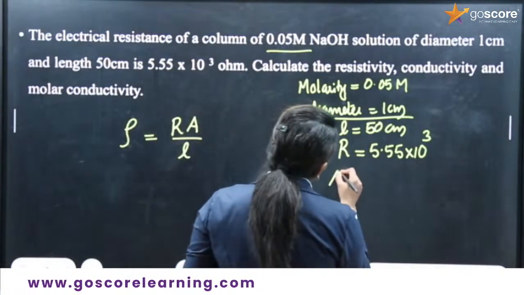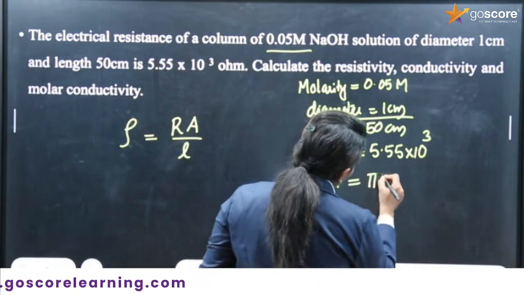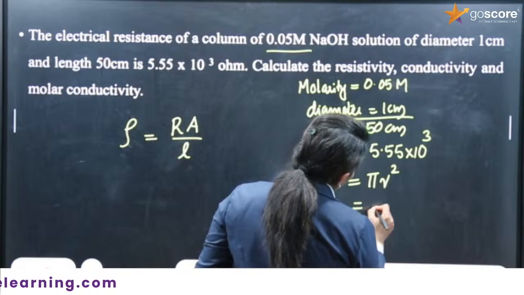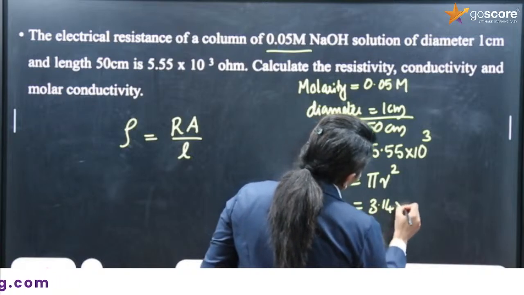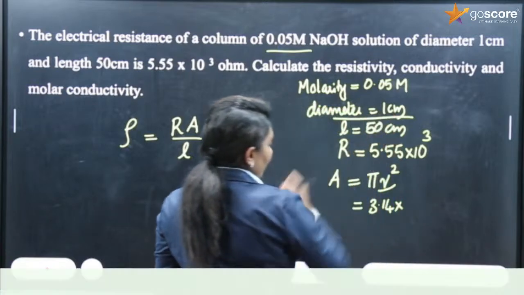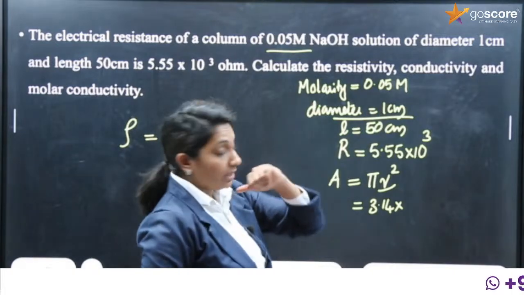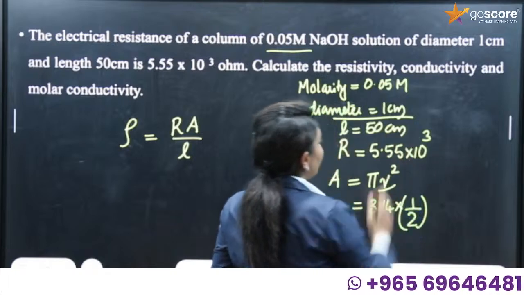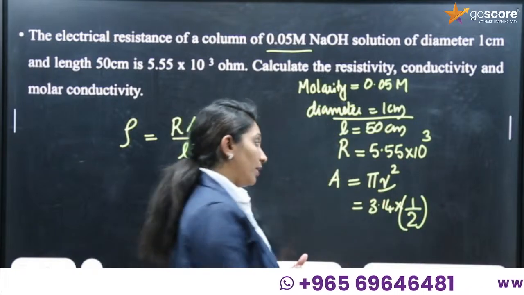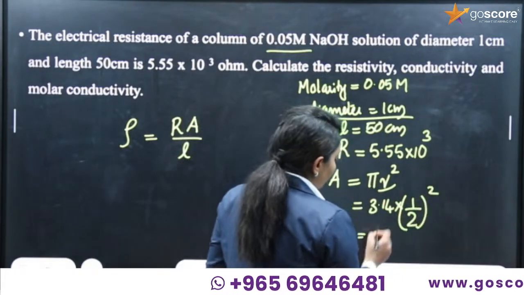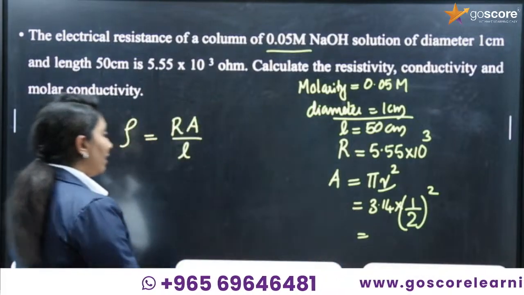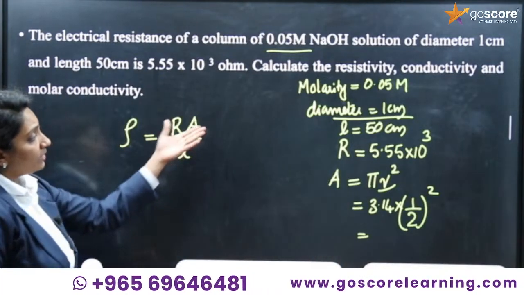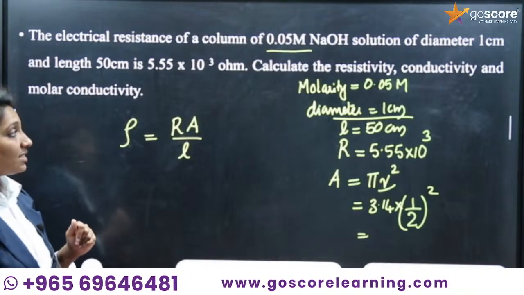So, you can find out the area as area is equal to pi r square, right? So, 3.14 into... here in the question it is given the diameter. So what will be the radius? 1 by 2, right? The diameter is 1 meter, then the radius will be 1 by 2. Okay, you have to find out the area and simply by substituting the value, you will get the resistivity.